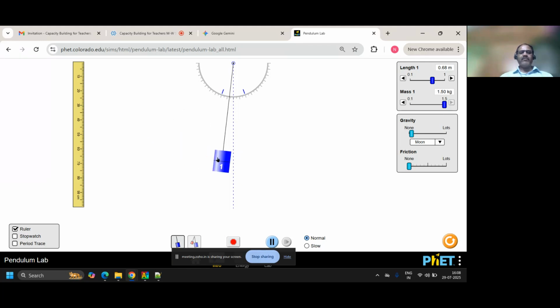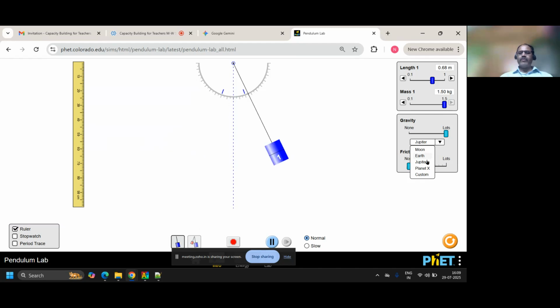Because the gravity of the moon is almost 1/6 of, I think 1/5 or 1/6 of Earth's. So on the moon, it will be like this, whereas if I change this to Earth, it will be like this. Now I change this to Jupiter. In Jupiter, because of the gravity, it is pulling a lot, so the speed is increasing, right?